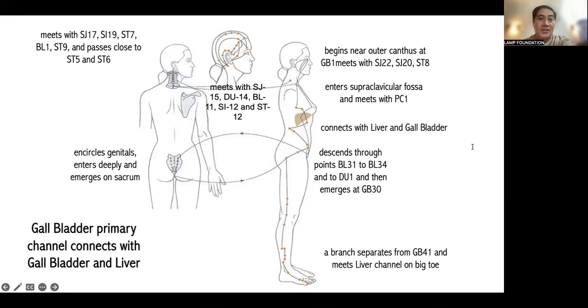Thank you. So this primary channel of the gallbladder starts at the outer canthus. I think you know where the outer canthus of the eye is, and it traverses the temple to the point, what do you call that point? Sanjiao 22, no? Or triple burner 22. It then ascends to the corner of the forehead.